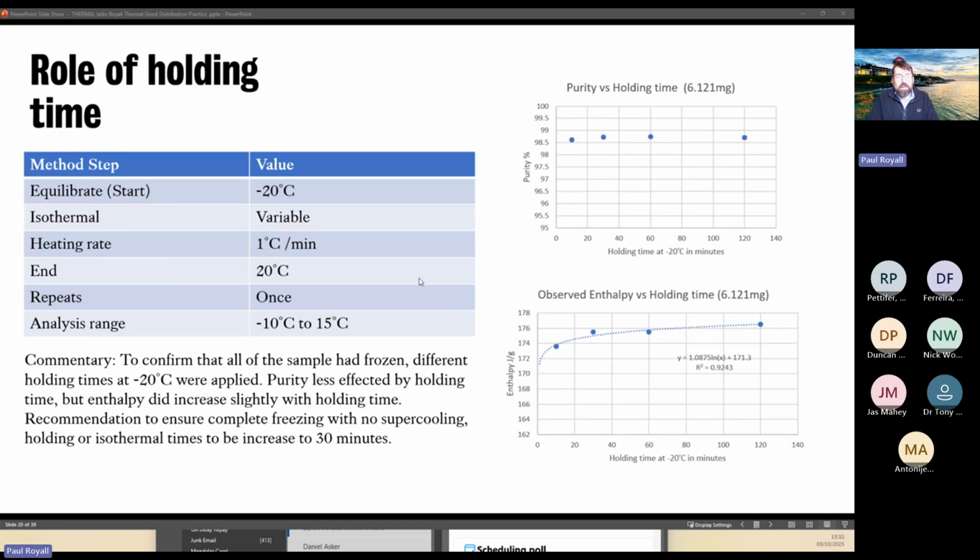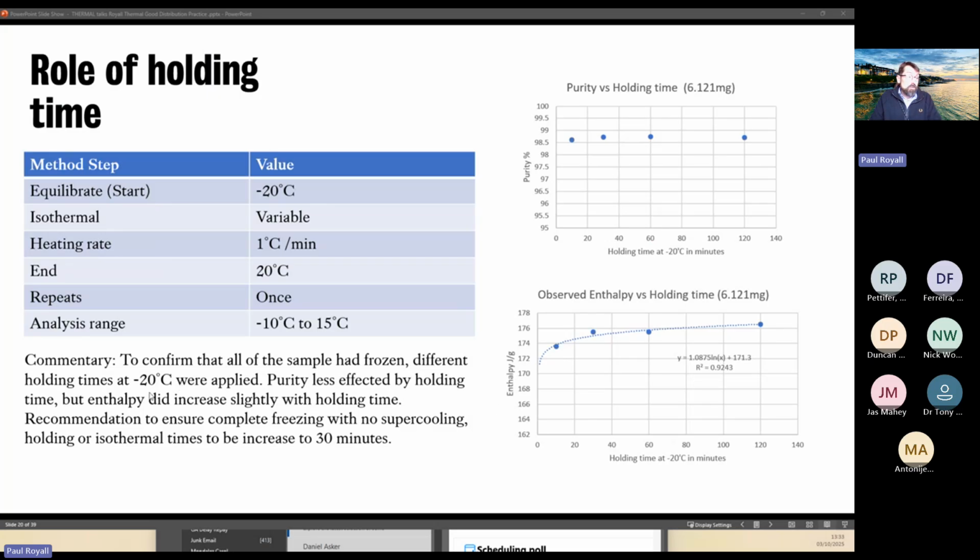The holding time is quite interesting, because things like indium that you're familiar with for calibrating a DSC have really good thermal conductivity, so it freezes and melts really quickly. Whereas this stuff is designed not to. It has low thermal conductivity, so the longer you leave it in the holding, more of it actually freezes. So we found in our experiments you have to leave it for a little bit isothermal at -20. We still get similar purities, but the enthalpy is affected by that. And that makes sense, isn't it? It's how much of the stuff is actually melting, giving you that melting enthalpy.